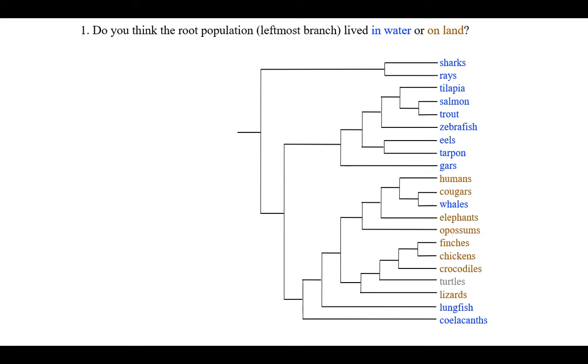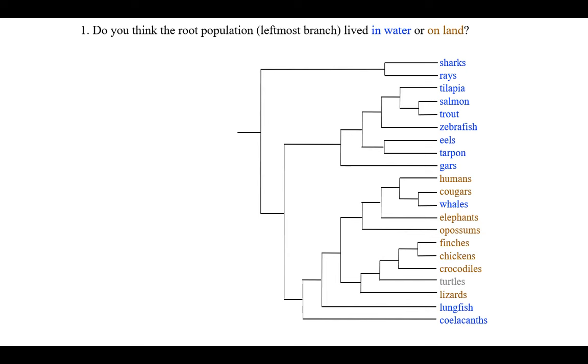Well, the most ancestral animals, the most basal animals, are typically fishy, like one fish or coelacanths. Okay. All the fish over there. It'd be safe to assume that the common ancestor probably had more in common with those than the land animals. Anybody want to disagree? Anybody want to say land and tell us why they would think land?